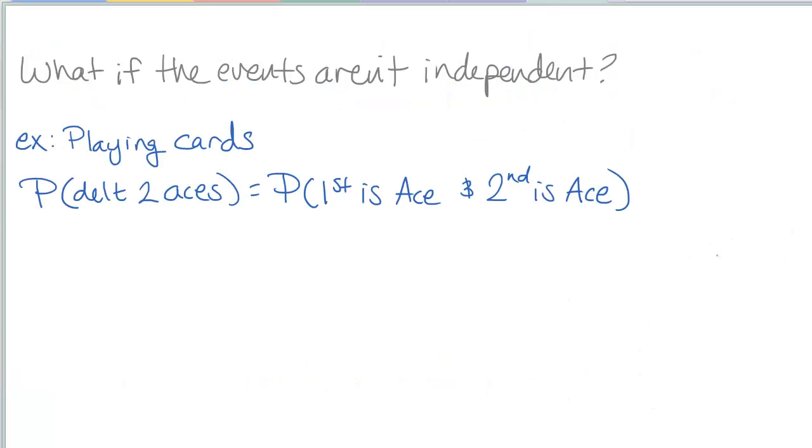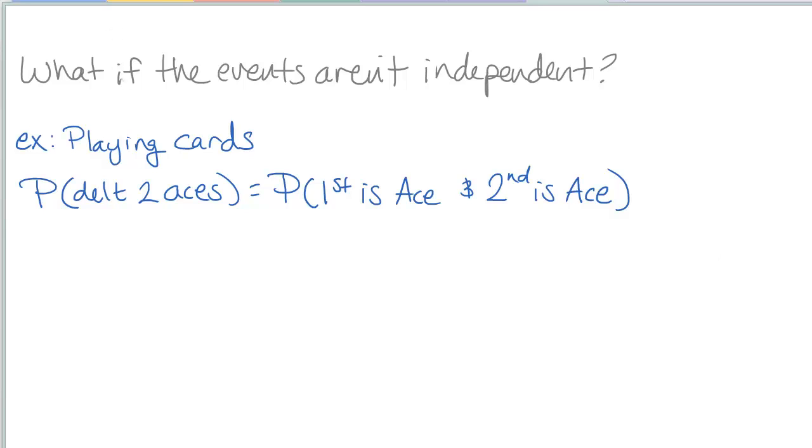The next thing that we need to get at is, what if these events aren't independent? In the past two examples, the two events or three events were independent, as in the first person that we choose, if they had cancer or not, does not affect whether the next person that we choose would have cancer. In many cases, this is not the case.